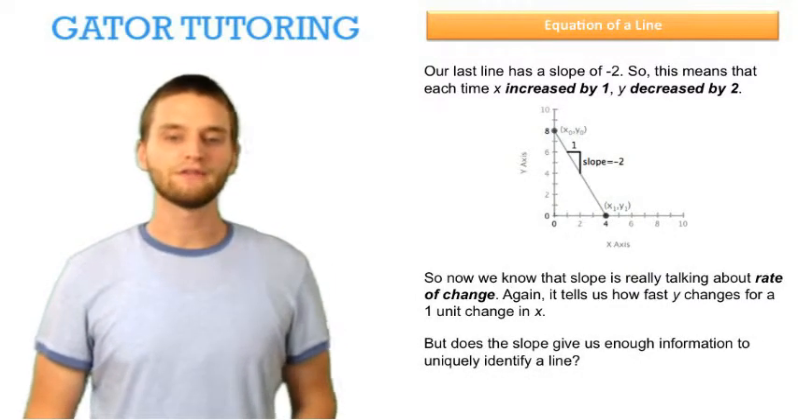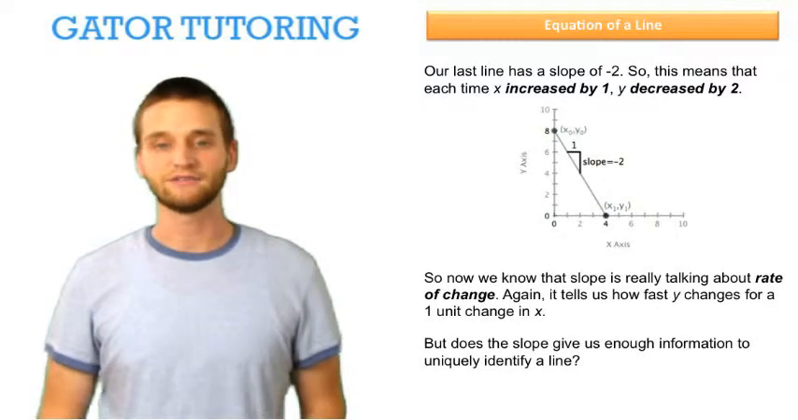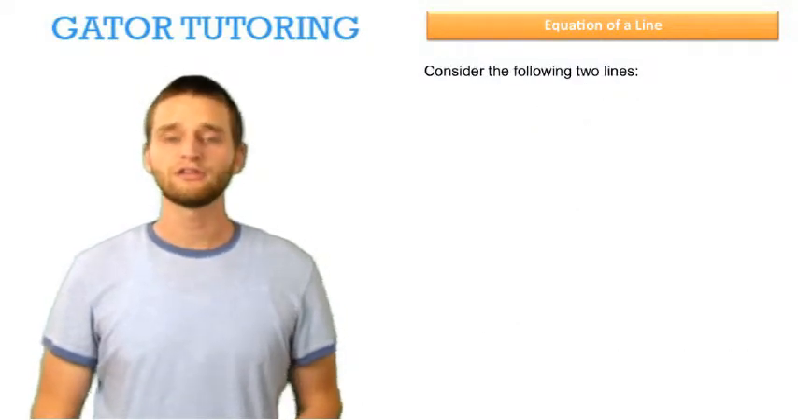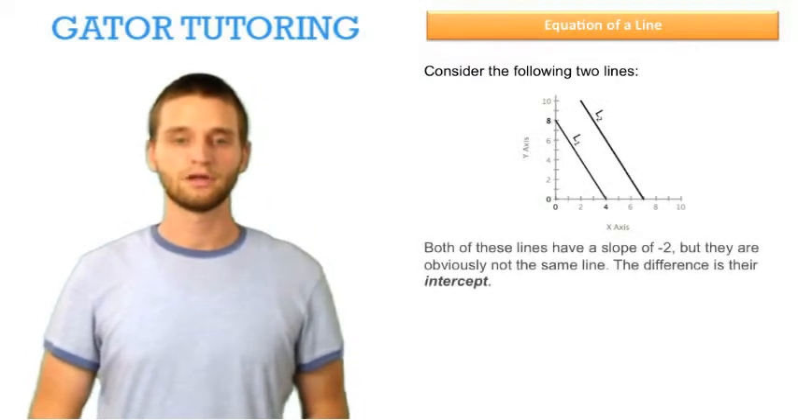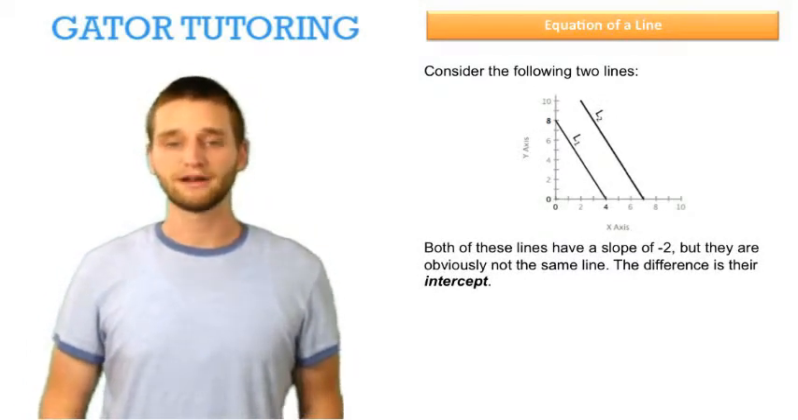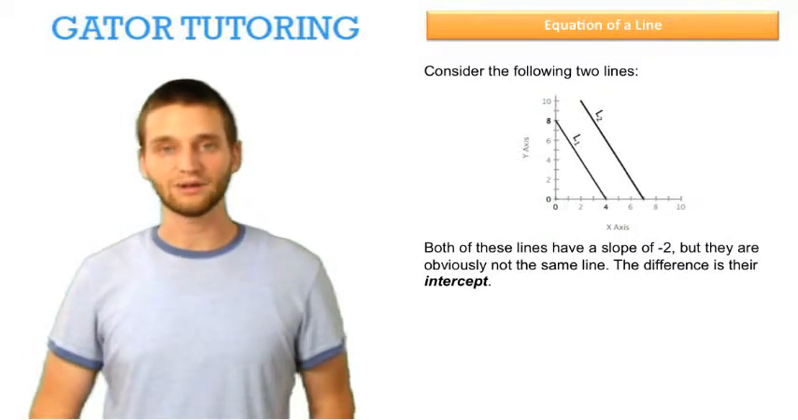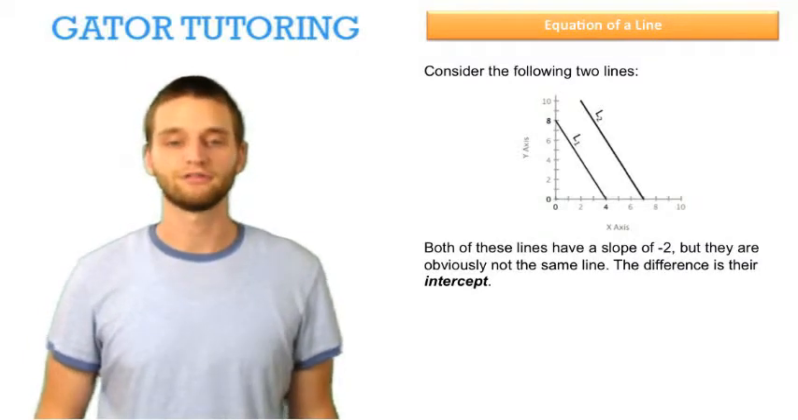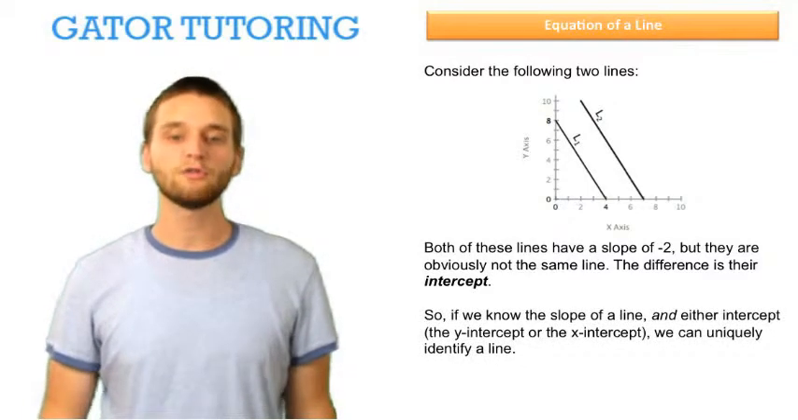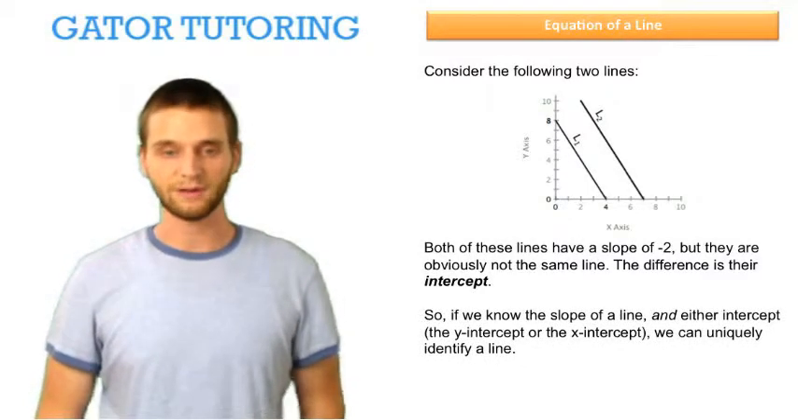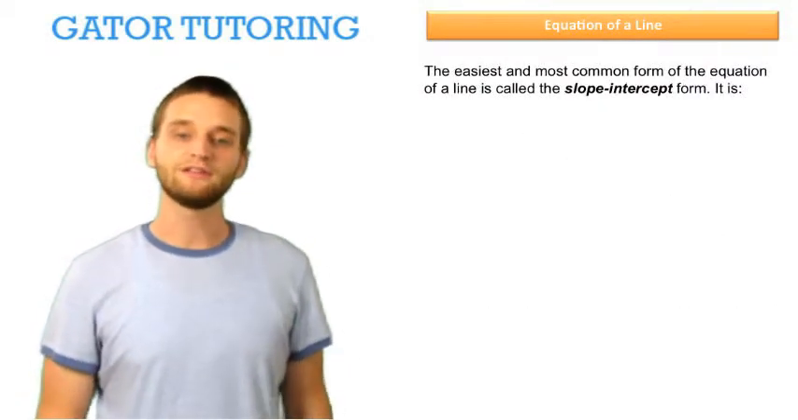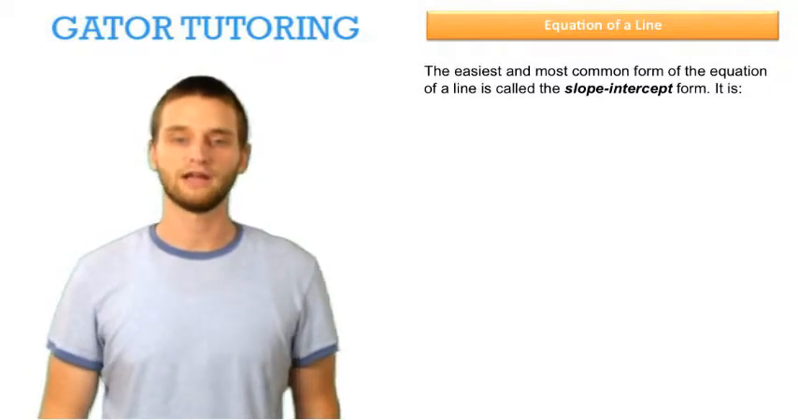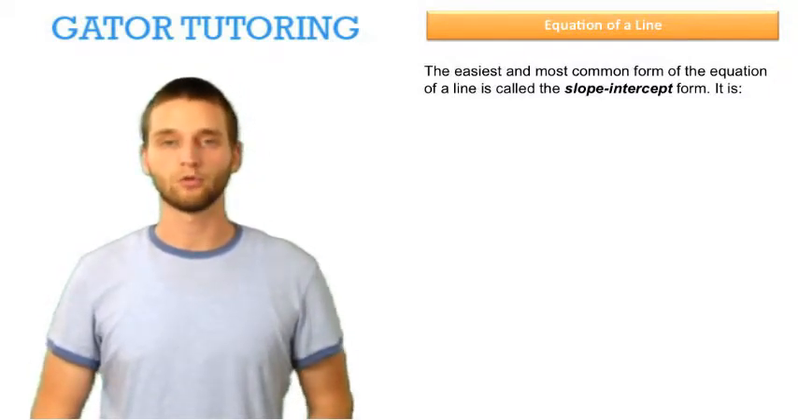But does the slope give us enough information to uniquely identify a line? Consider the following 2 lines, L1 and L2. Both of these lines have a slope of minus 2, but they are obviously not the same line. The difference is their intercept. So if we know the slope of a line and either intercept, the y-intercept or the x-intercept, we can uniquely identify that line. The easiest and most common form of the equation of a line is called the slope-intercept form.